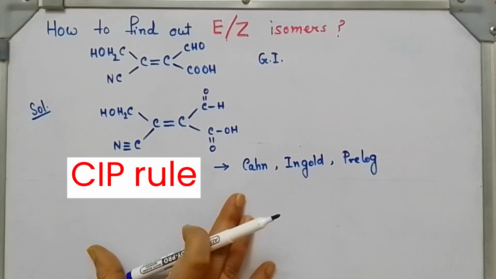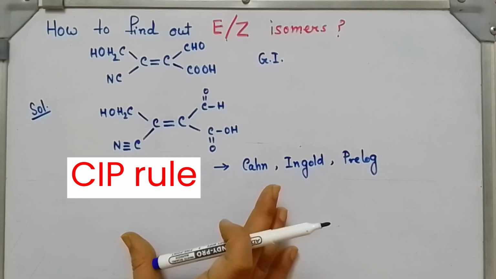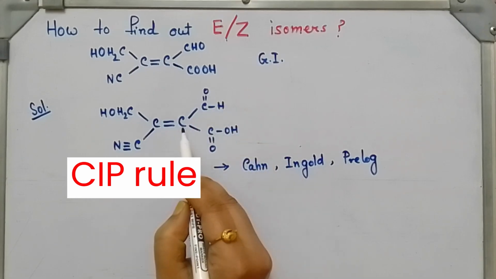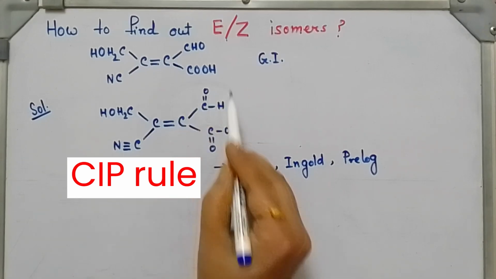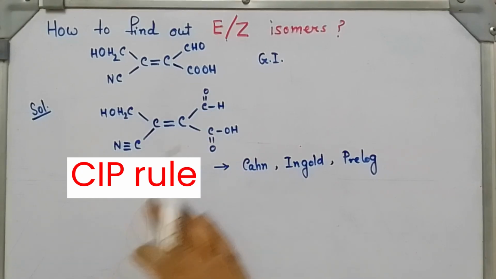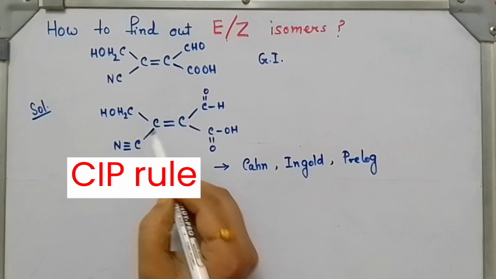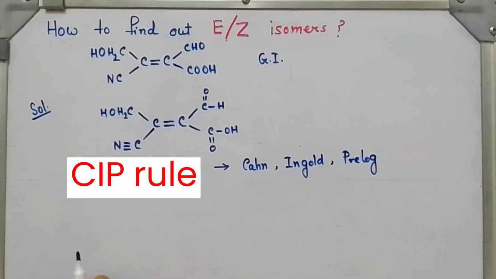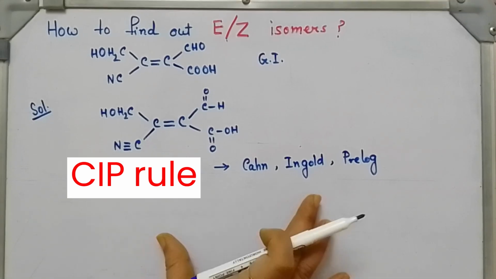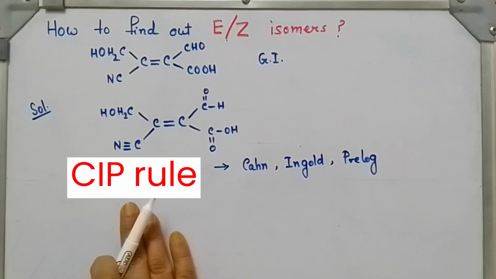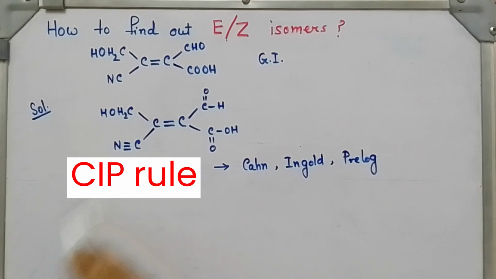We know to find out E or Z isomer, first what we have to do? We have to give priority of the functional groups on each restricted center. So how to find out priority of functional groups? Suppose here CHO and COOH functional groups are there. So which one will get higher priority, which one will get lower priority? Similarly here 2 functional groups are there. Which one will get higher priority and which one will get lower priority? For that we have to consider CIP rule. CIP rule was developed by Kahn, Ingold and Prelog.